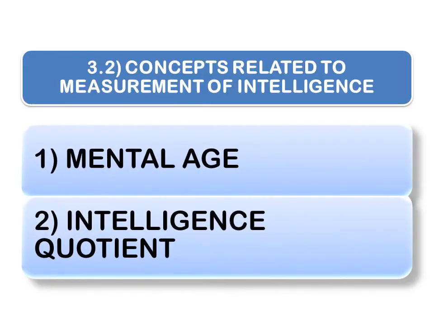Second, concepts related to measurement of intelligence. There are two concepts related to measurement of intelligence. One, mental age. Second, intelligence quotient. Let's study each of these measurements of intelligence in detail.